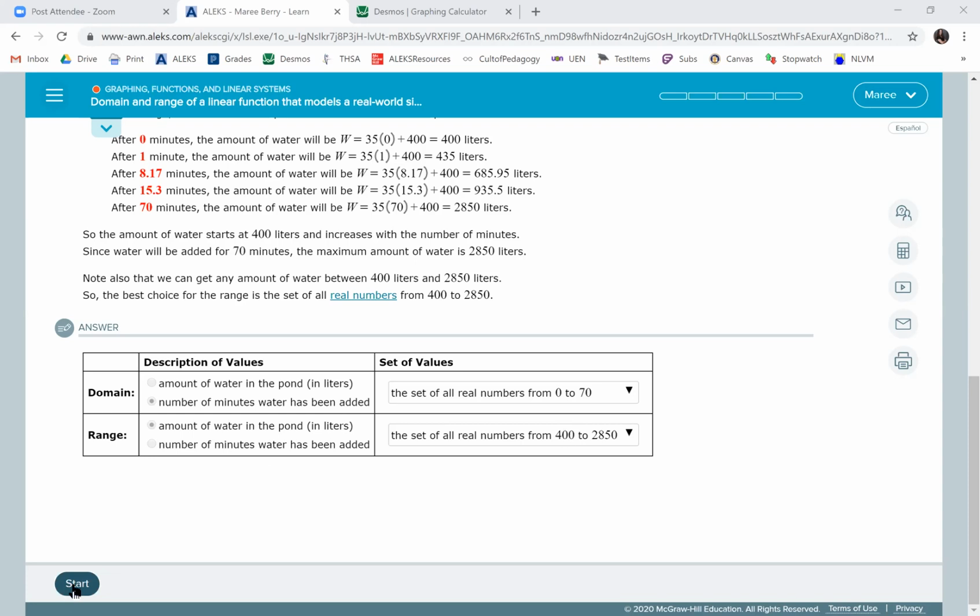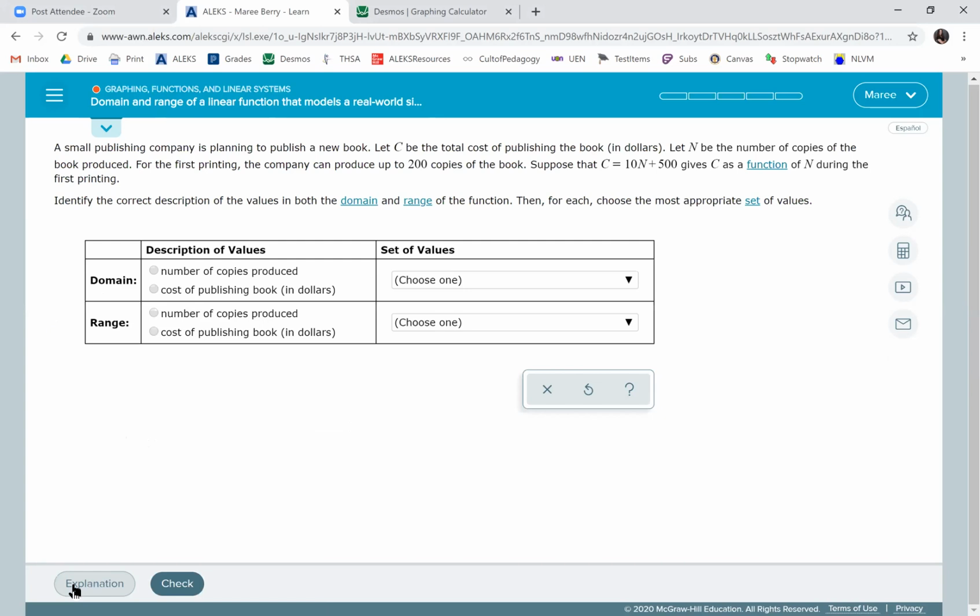All right, so let's look at this really quick. I'm going to pick the domain and range first. So I look at my equation. I'll underline it for you. The one that is with all the numbers is N, so that's the domain. N stands for the number of copies of the book produced. Number of copies, okay, so that's the domain.